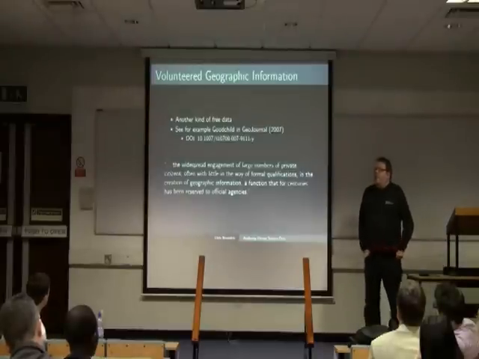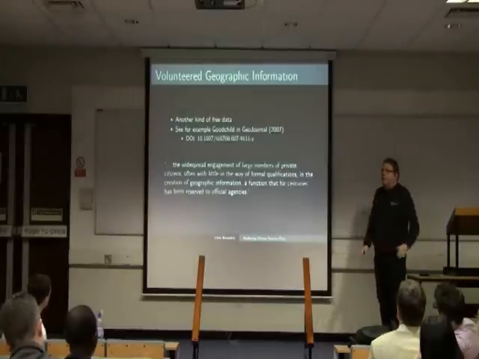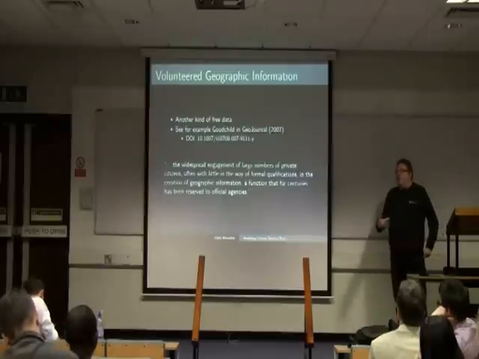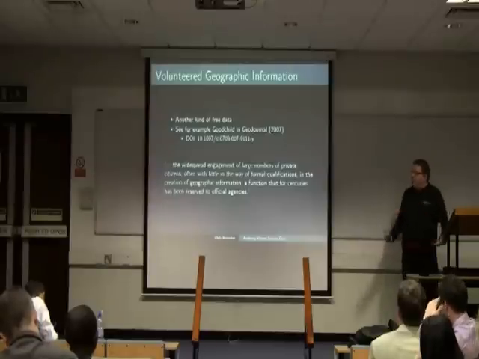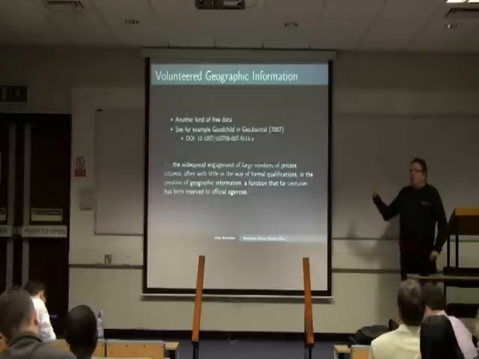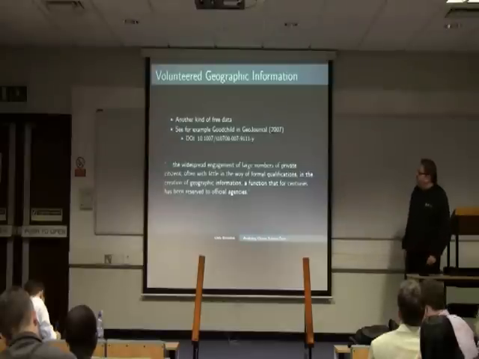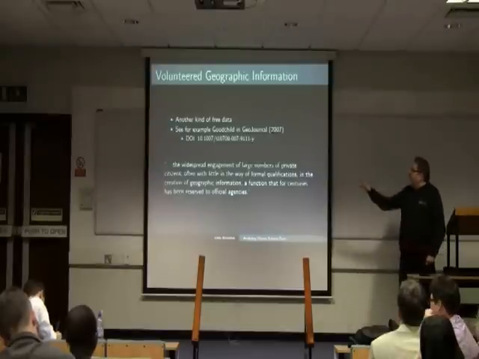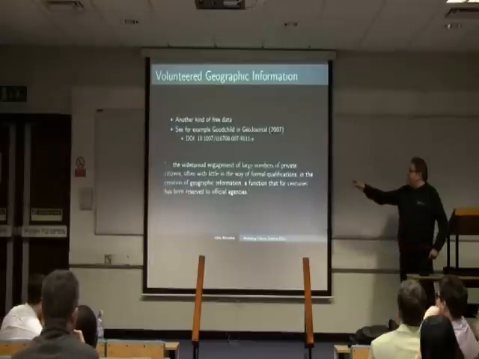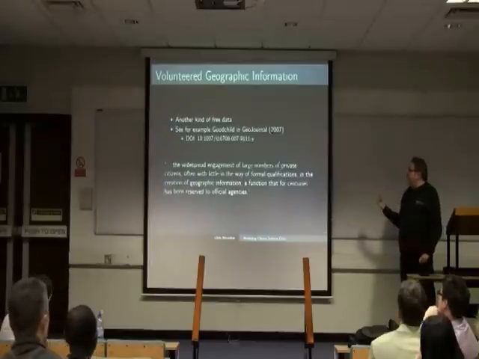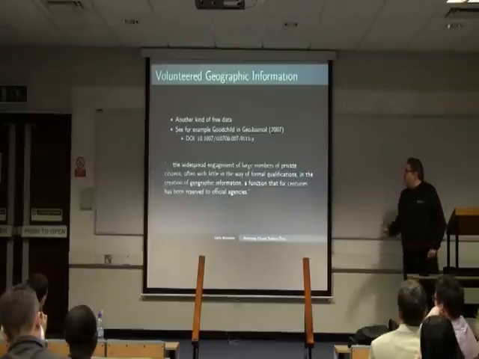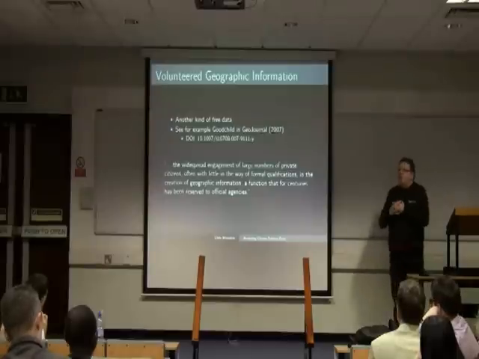Another kind of data that is also freely available is what's called volunteer geographical information. That's different in that rather than being produced by governments and institutions, these are just members of the public, not particularly part of any official process, that are giving this kind of data. For example, it's been described as the widespread engagement of large numbers of private citizens, often with little in the way of formal qualifications, in the creation of geographic information, which was a function that for centuries had been reserved to official agencies.